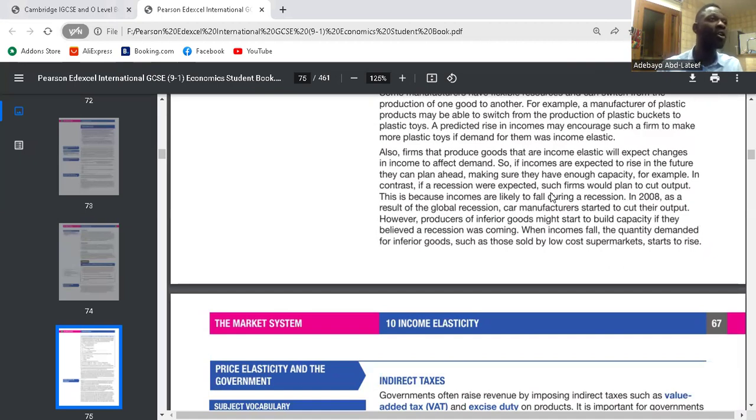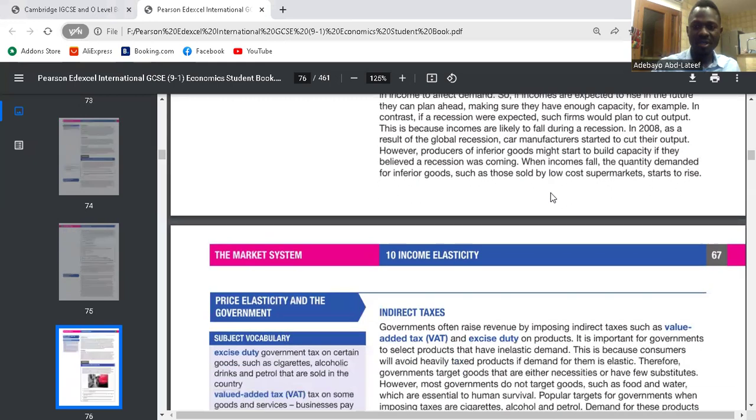But if the products you sell are income elastic, then it means a fall in income would reduce the quantity demanded. A rise in income will increase the quantity demanded. But if it is income inelastic, whatever happens to income, people would buy. Do you understand? Is it clear, please? Okay, then we'll move on.